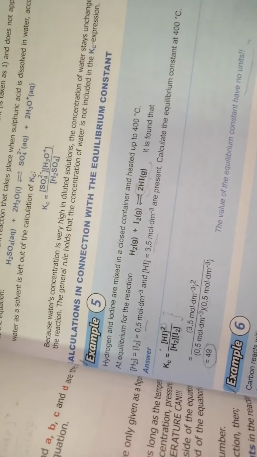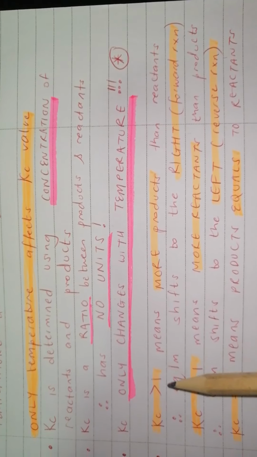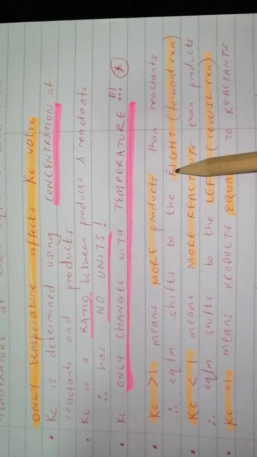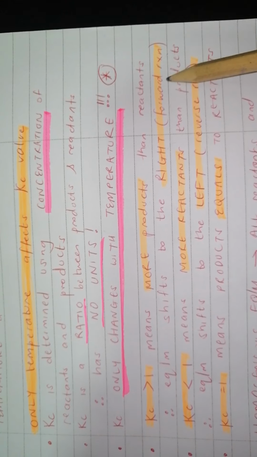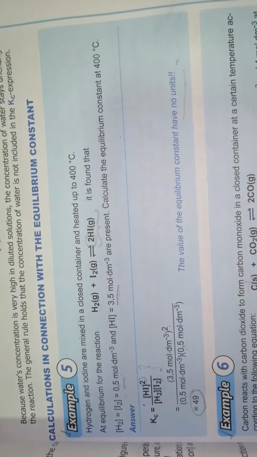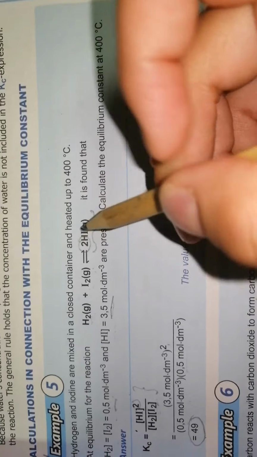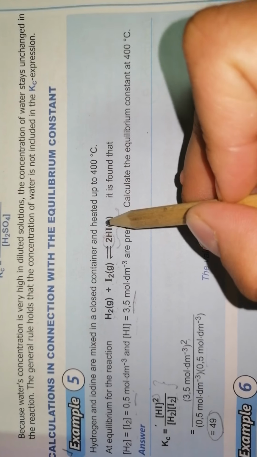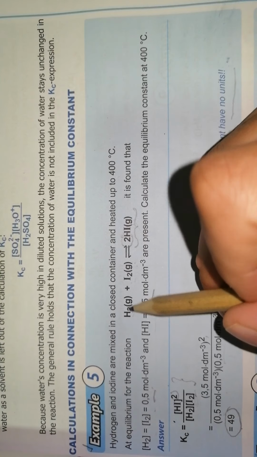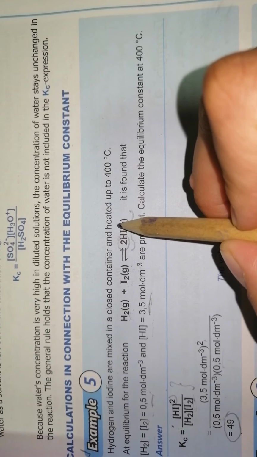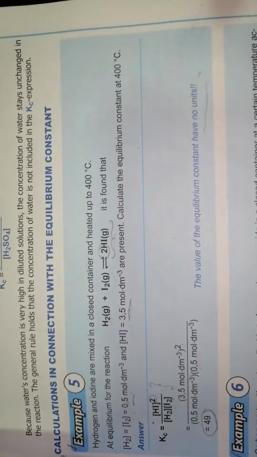Now we said if the Kc value is greater than 1, remember we said here before, if Kc is greater than 1, it means you have more products than reactants, and the equilibrium shifts to the right and you have more of the forward reaction. So since here the Kc value is 49, which is way higher than 1, it means you are making more product. So in this case, the product is HI. So you're making more HI compared to how much reactants you have, which means the forward reaction is happening more and equilibrium is shifting to the right where HI is.